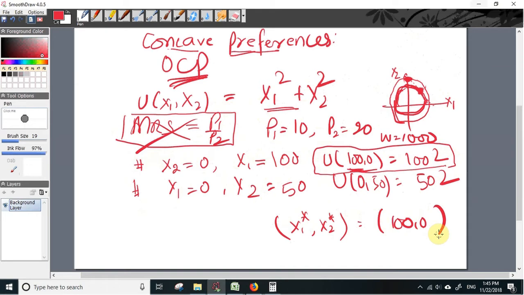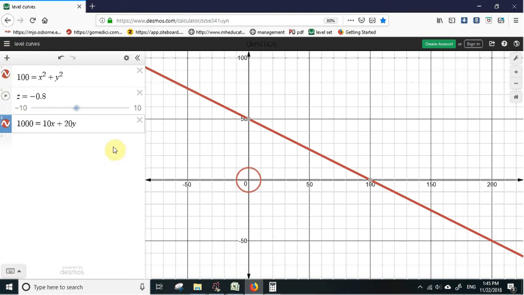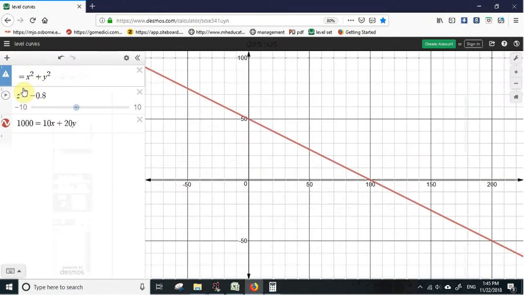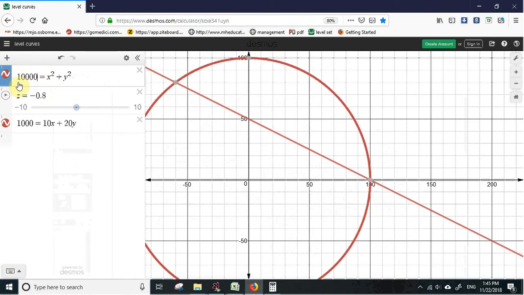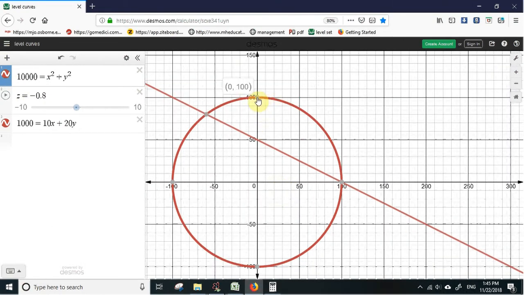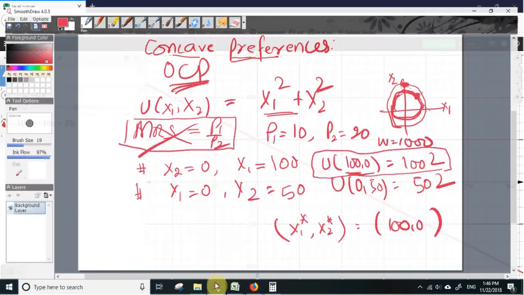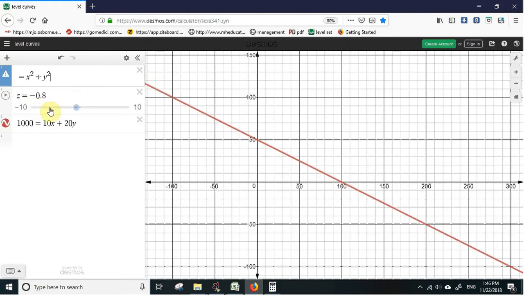So we can look at the graph and make an intuition about this. In this graph, if he spends all his income on X commodity only, the utility will be 100 square, and the indifference curve will be this one. And if the consumer spends all his income on Y commodity only, the utility level will be equal to 50 square, which is 2500 only.